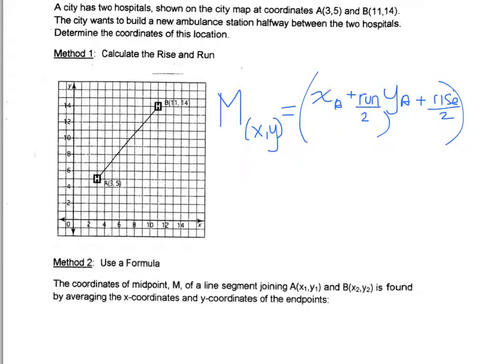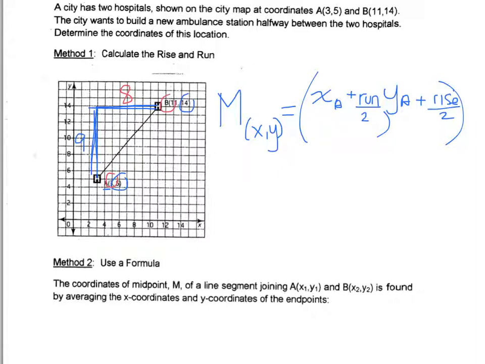In this case, we drew a right triangle there, and we'd be calculating how much we have to rise up to get from 5 to 14, which is a rise of 9, and how much we need to go over to the right to get from 3 to 11. So 3 to 11 is 8. That would be our run. If we added half of the rise and half of the run to our point A, we would get the midpoint of the line segment.